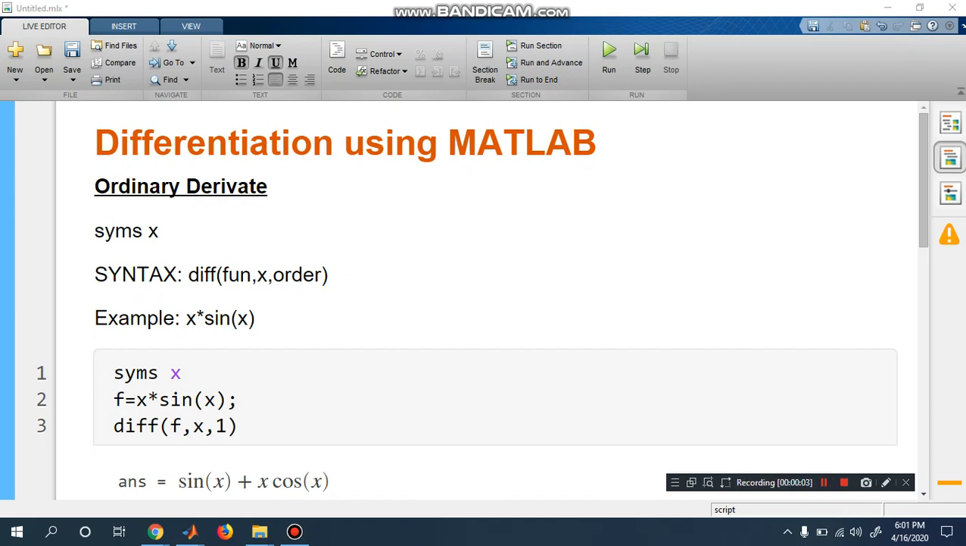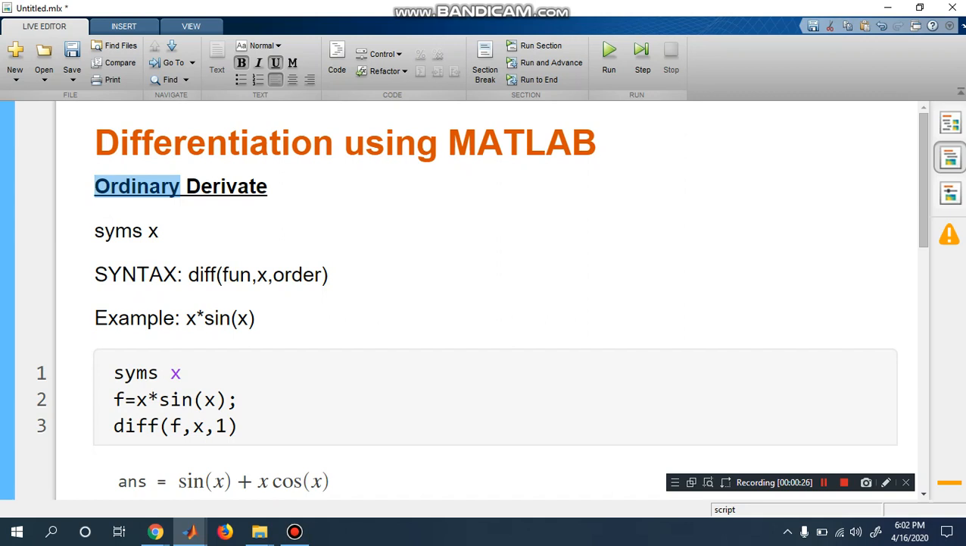Hi friends, now I would like to explain how to find the differentiation using MATLAB software. And we know that there are two types of differentiations. One is the ordinary derivative and the other one is the partial derivative, according to the number of variables with respect to which we are going to differentiate.